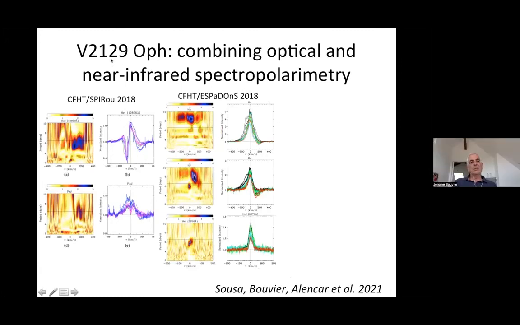Another example is V2129 Oph, which is another of these young systems. And here we did simultaneous or quasi-simultaneous observations with Pirou and ESPaDOnS.